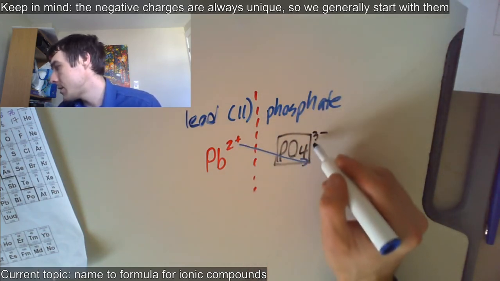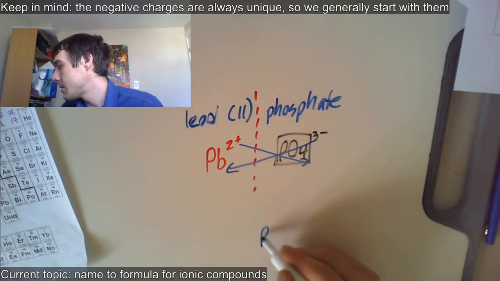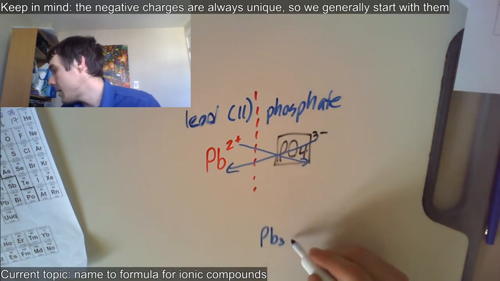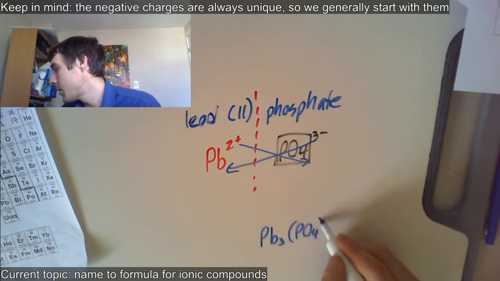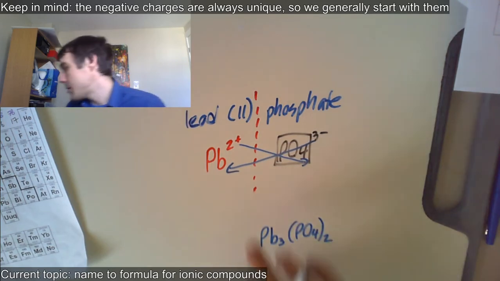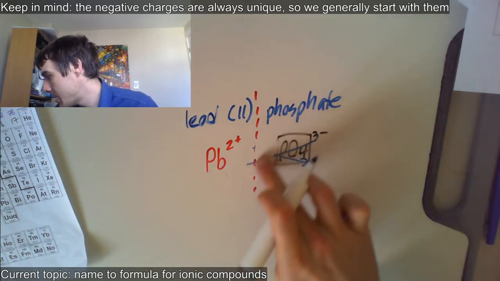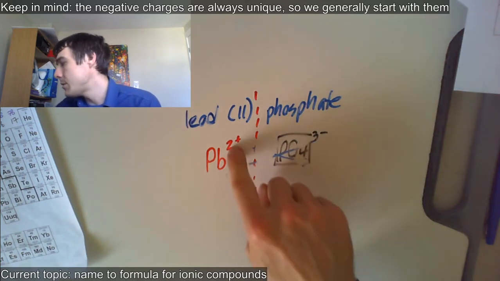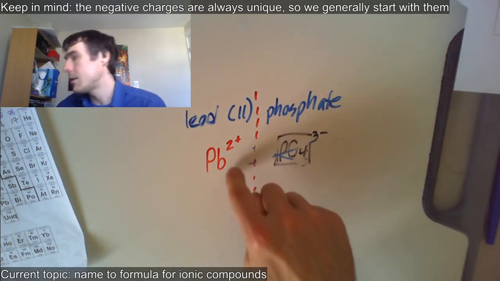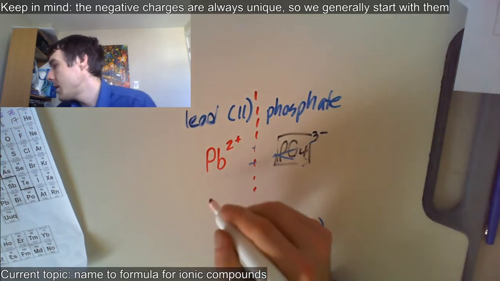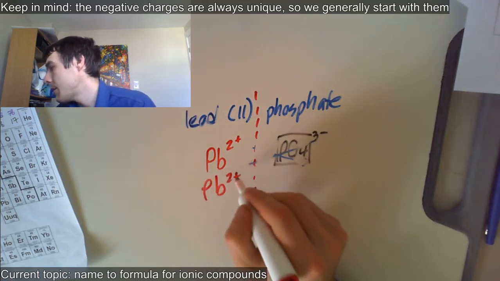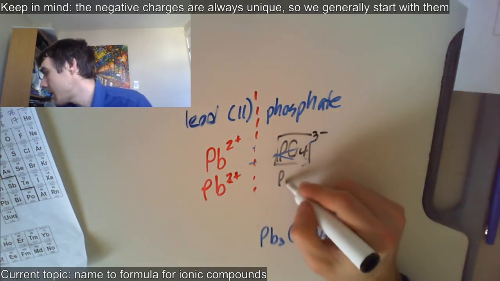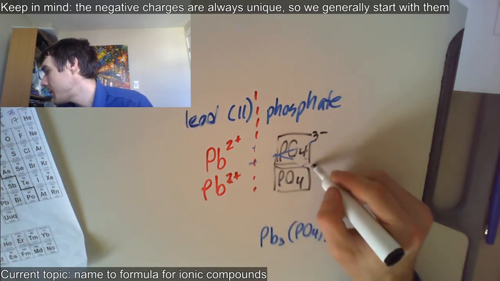The crisscross method suggests that this is going to be Pb3, because of the 3 there, and then in brackets PO4, 2. But you can also do it with the visual method, where you just write out how many Pbs and how many PO4s. Right now I have a 2 plus here and a 3 minus here. I need an extra Pb at the very least. I've put a second one here. Now I have a 4 plus here and a 3 minus here, so I need another PO4, because all I have available are Pbs and PO4s.